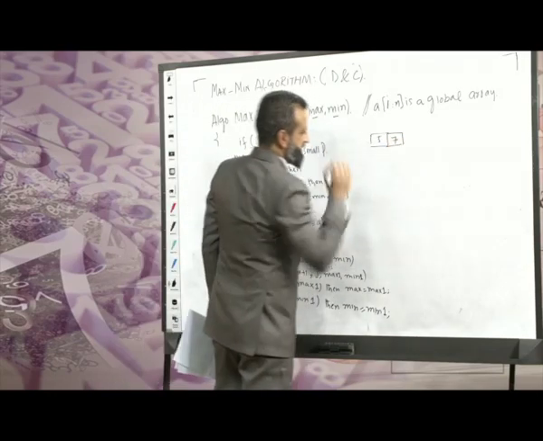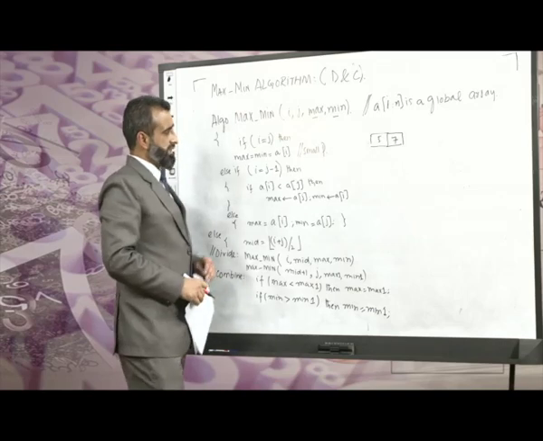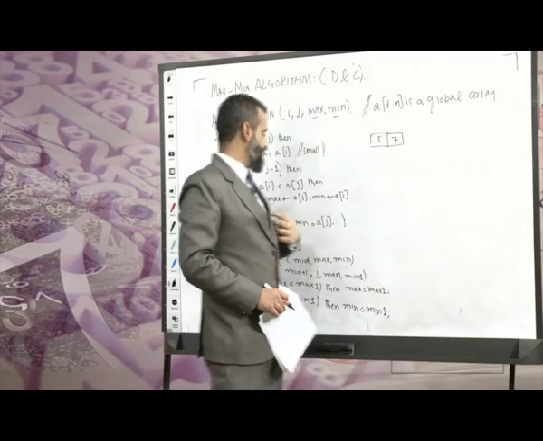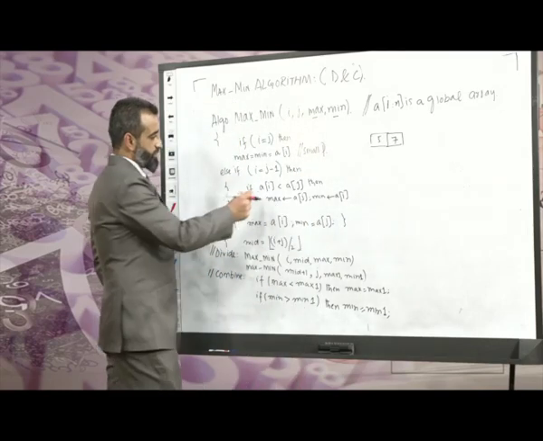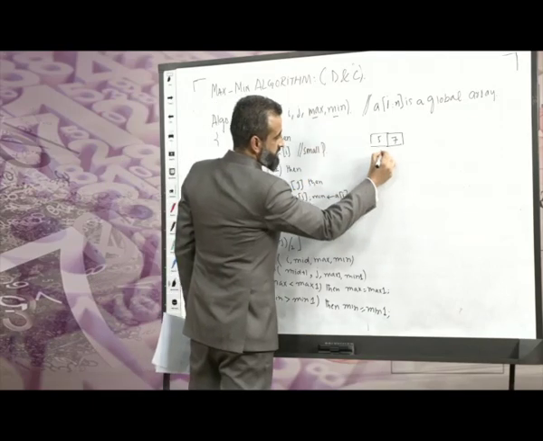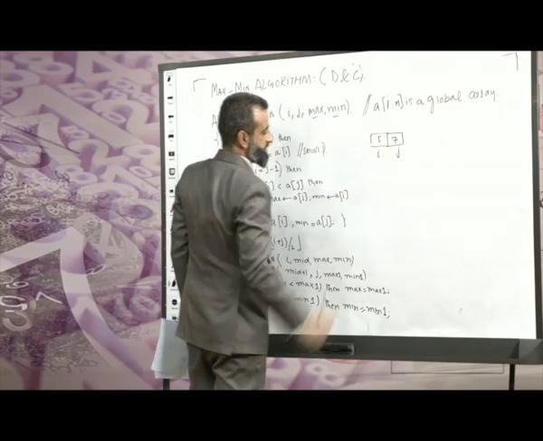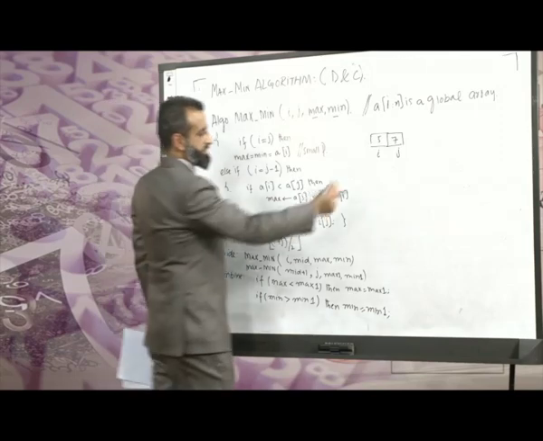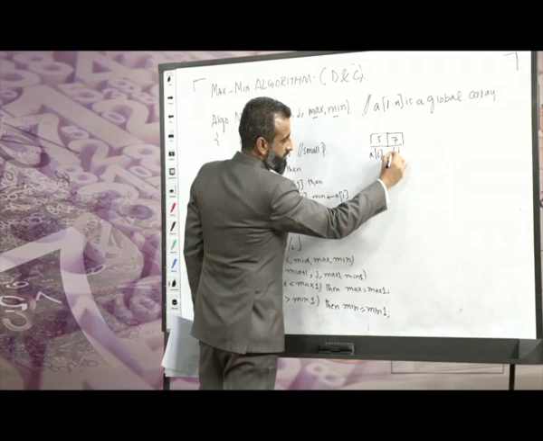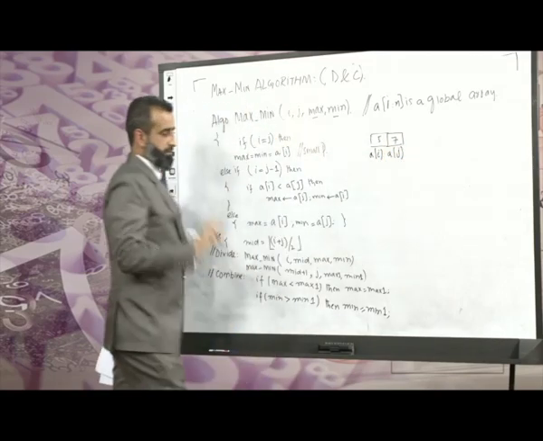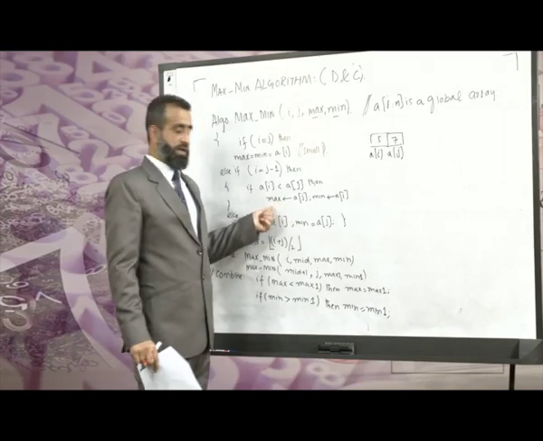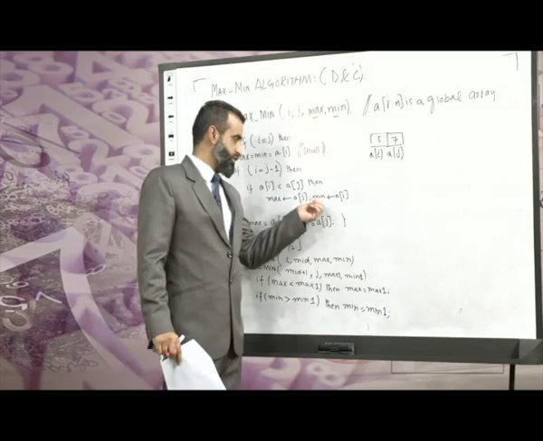We have 5 and 7. So for this case, we need to find out which one among them is larger and which one is the smaller element. For that, what we will be doing is comparing a of i and a of j. So i will be pointing towards this element, and j will be pointing towards this next element. So we will make a comparison between a of i, which here is 5, and a of j, which here is 7. Whosoever is larger will be stored in max, and whosoever is smaller will be stored in minimum.